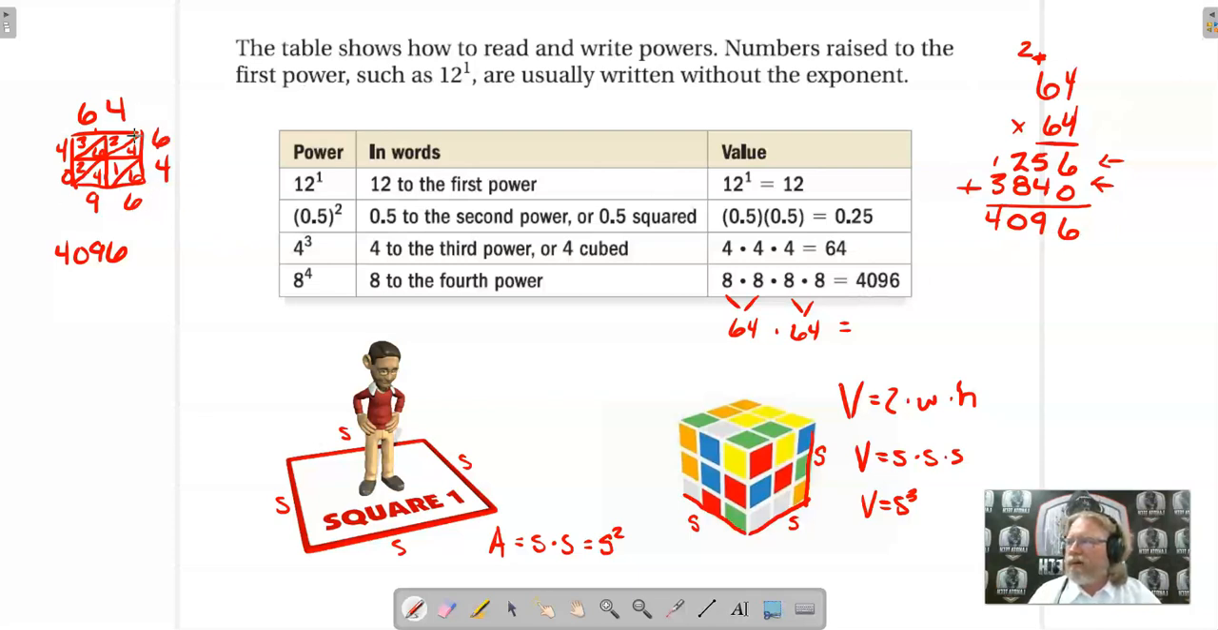And this will work for really large numbers. If you had something like 3,942 and you want to multiply it times 79,163, the lattice method would work really well for that.